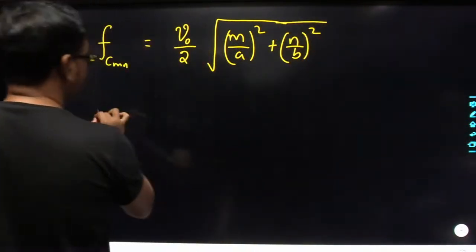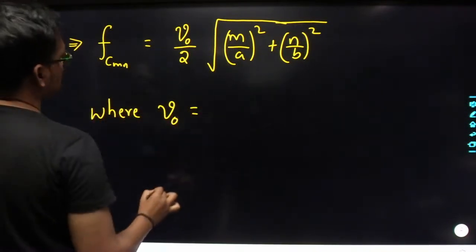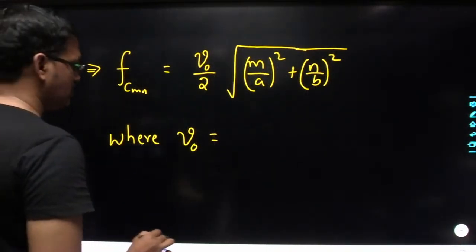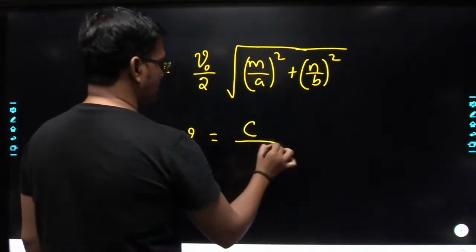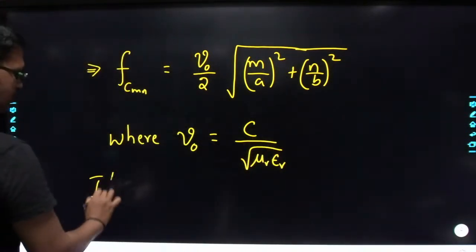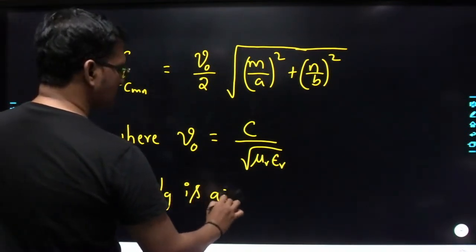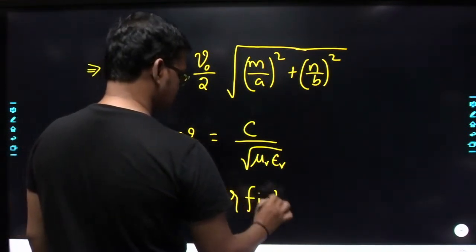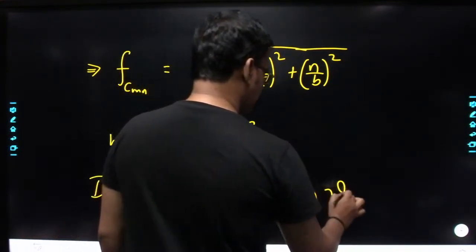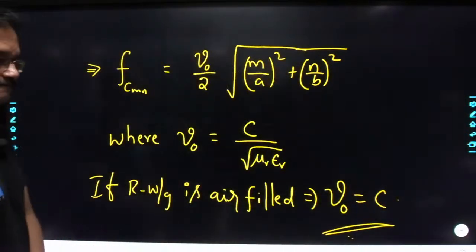So this is the cutoff frequency for a rectangular waveguide, where v naught is equivalent to c by root over mu r epsilon r. If a rectangular waveguide is air filled, then in that case v naught is the same as c, that is velocity of light, right?